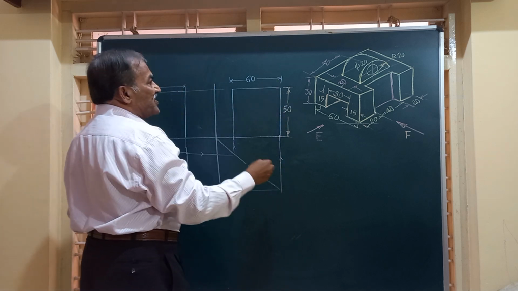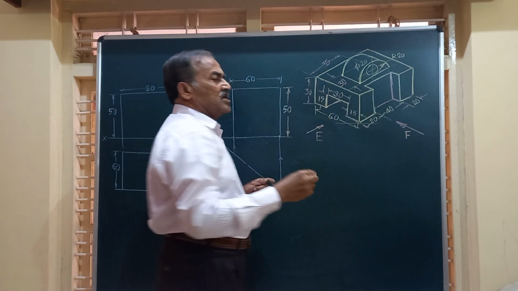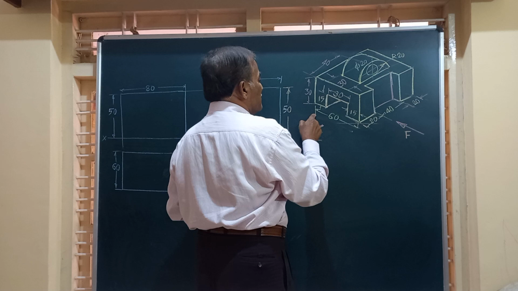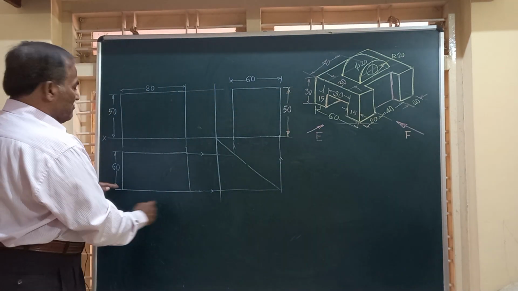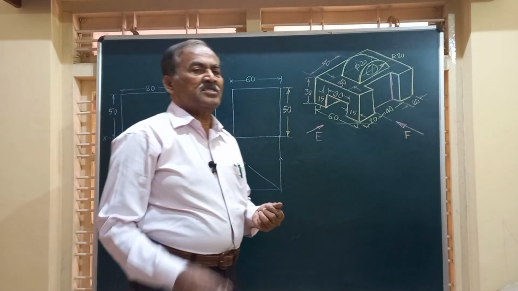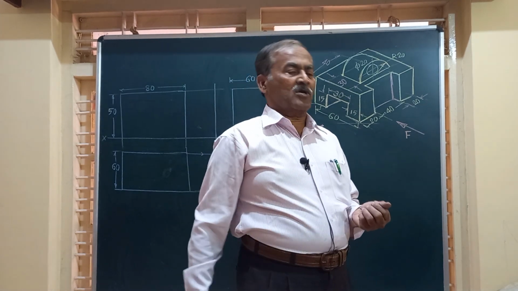And in the top view, friends, you have got this is 80, this is 60. You will be able to see the length 80 and width 60 in the top view. So this is 80 by 60 because this is 80, this is also 80. And this is the first point or the first procedure to be followed.